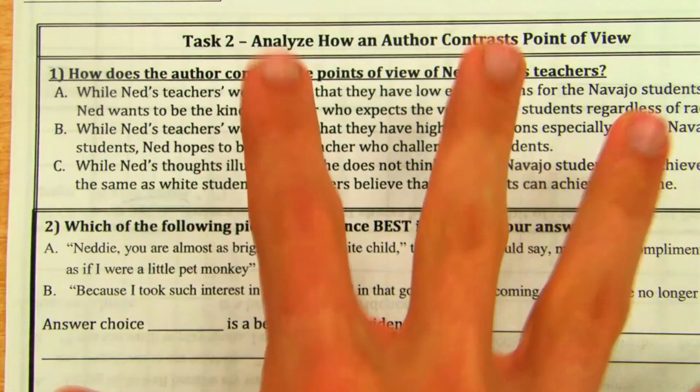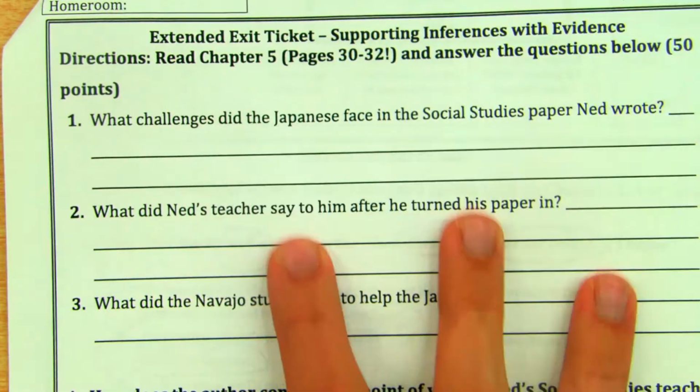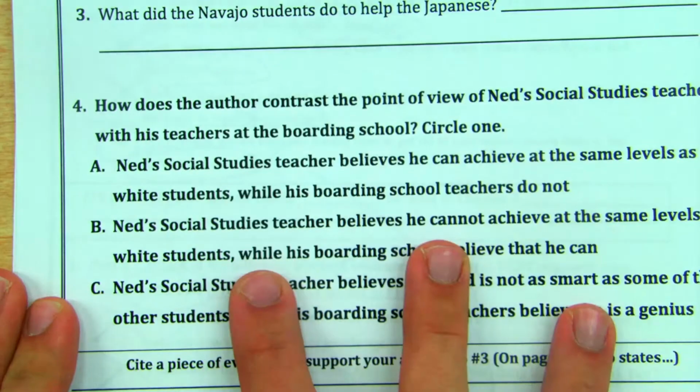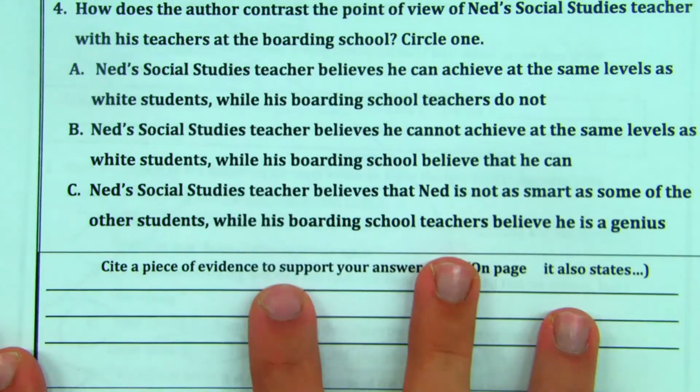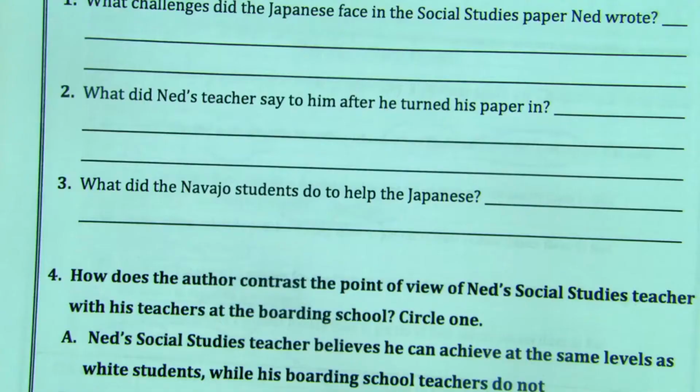All right, so I know some of you are still finishing up task 2. Some of you have moved to that extended exit ticket, where you're going to see another one of those practice 10 Ready questions back here. Of course, you have just a couple quick TDQs. Finish up reading chapter 5, get to your practice 10 Ready question, and then this time you're just citing one piece of evidence, the best piece of evidence to support your answer here.